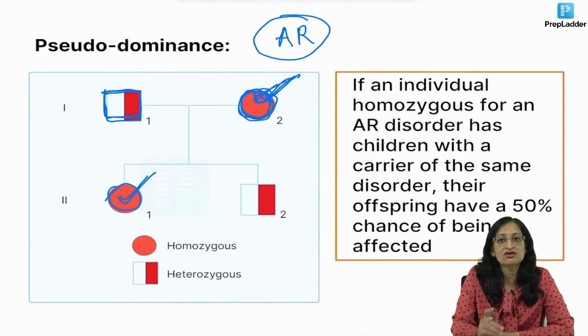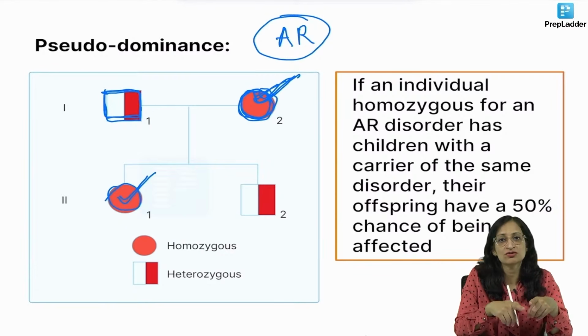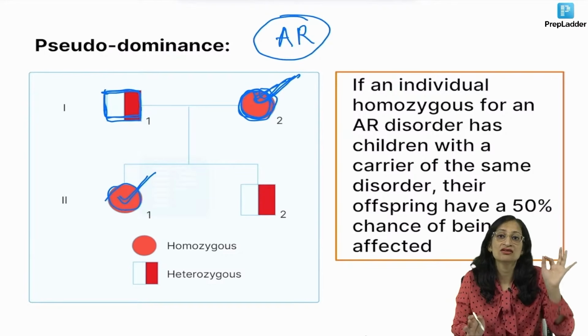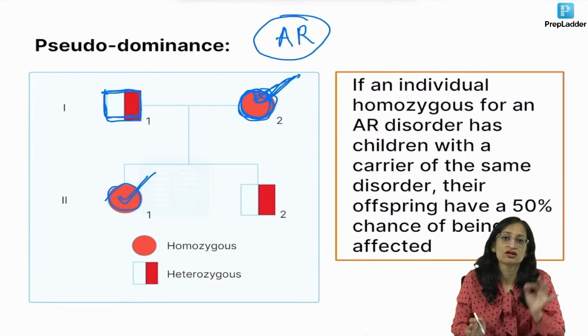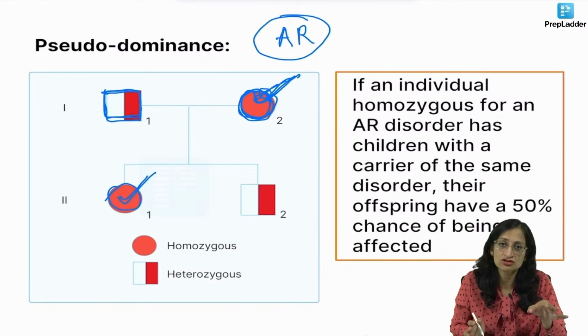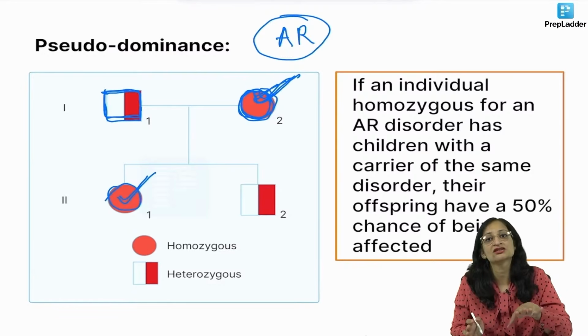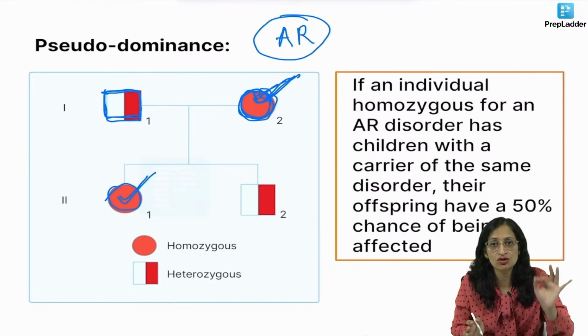So that is why the children, instead of being only carriers, can get one defective gene from the father and one defective gene from the mother and can get affected even in an autosomal recessive disorder. So even though it is an autosomal recessive disorder, it looks like a dominant one. So this is called pseudo-dominance.